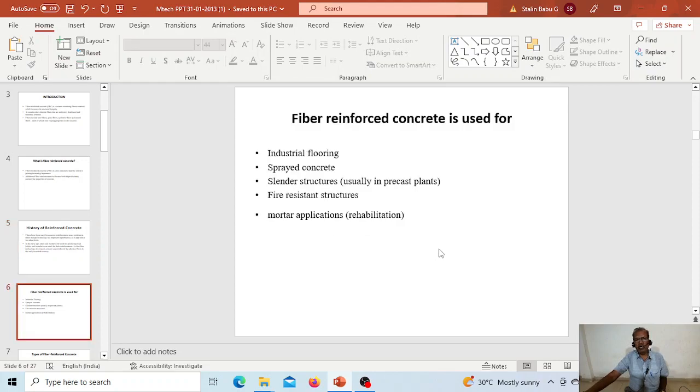Fiber reinforced concrete was used in industrial flooring and sprayed concrete. Sprayed concrete means it is sprayed onto the area by pumping. That also includes fibers. It is also used in slender structures, usually in precast plants, and fire resistant structures. We also use FRC in mortar applications and rehabilitation.